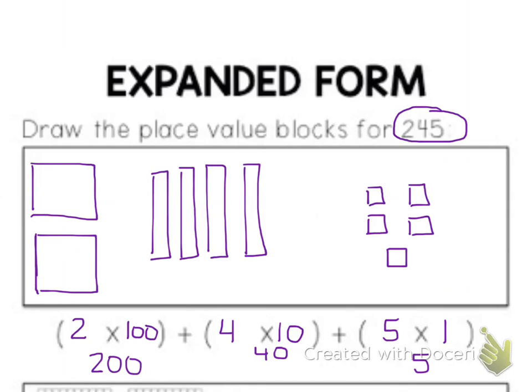So we've separated these multiplication parts using parentheses. That way I know that the numbers inside the parentheses are what I'm multiplying together, and then I'm going to add them up. So 2 times 100 is 200. 4 times 10 is 40, and 5 times 1 is 5. And 200 plus 40 plus 5 is 245.